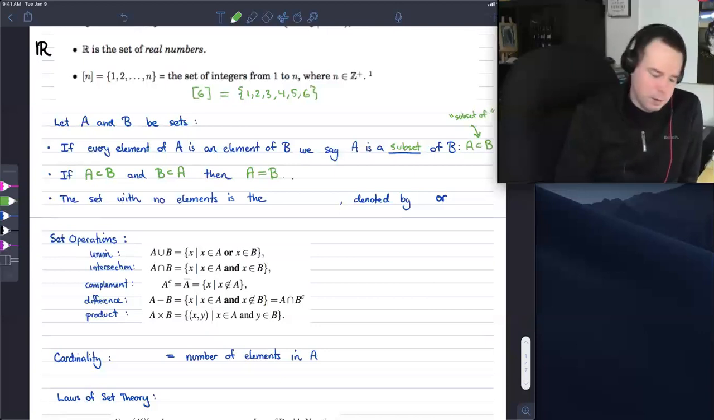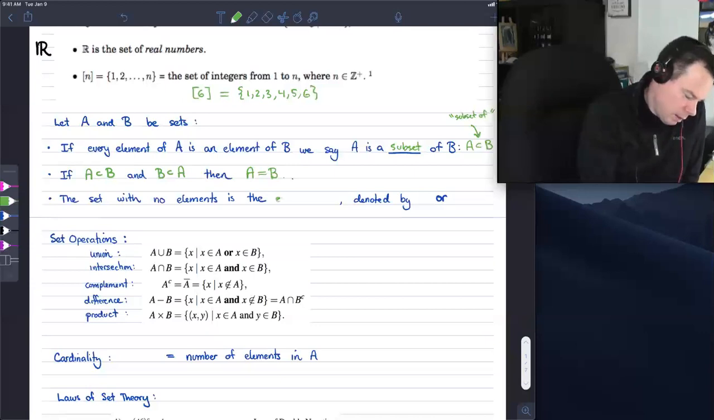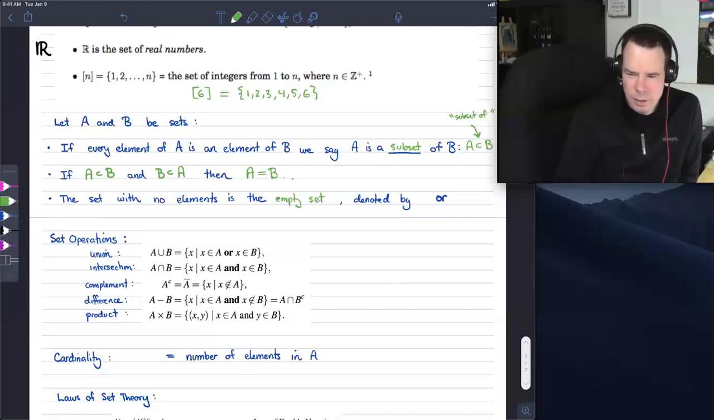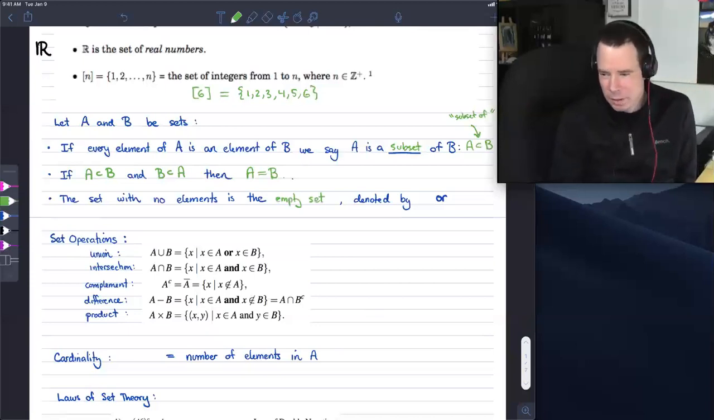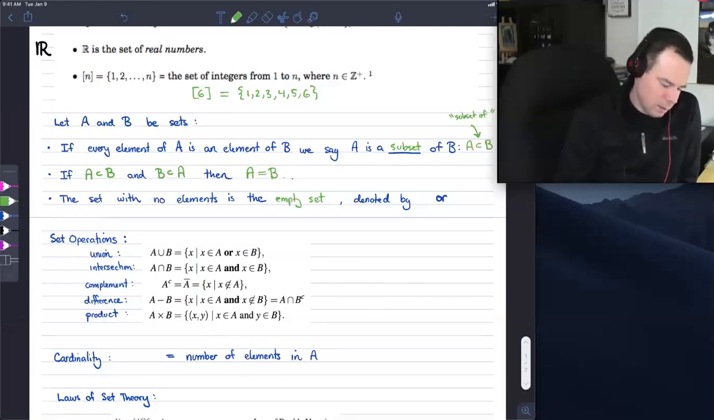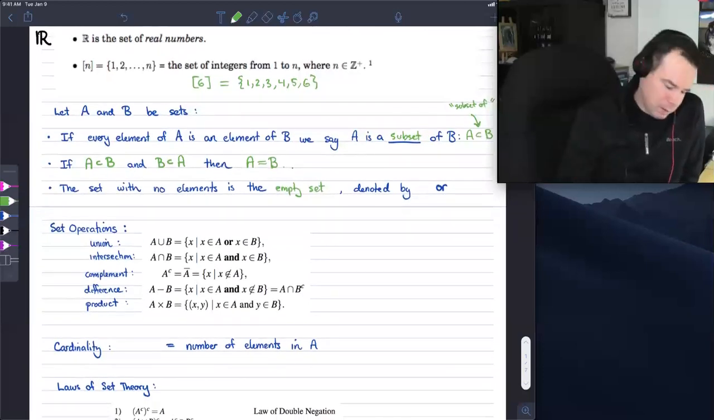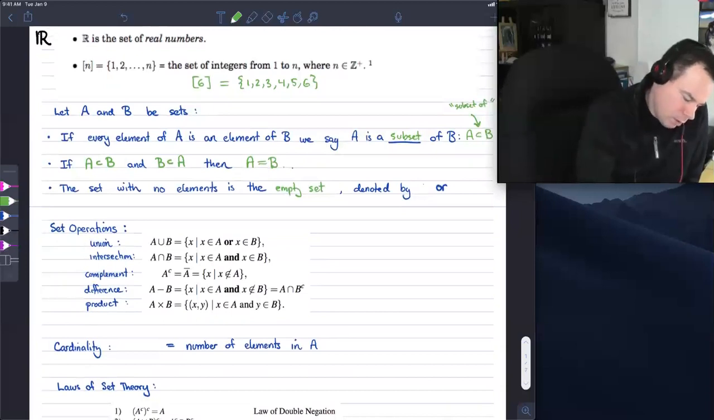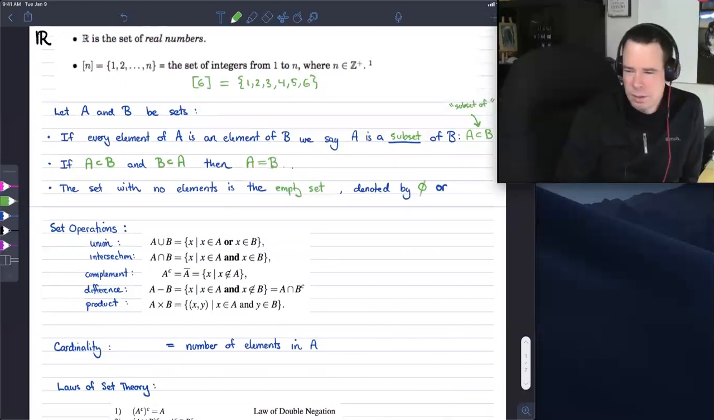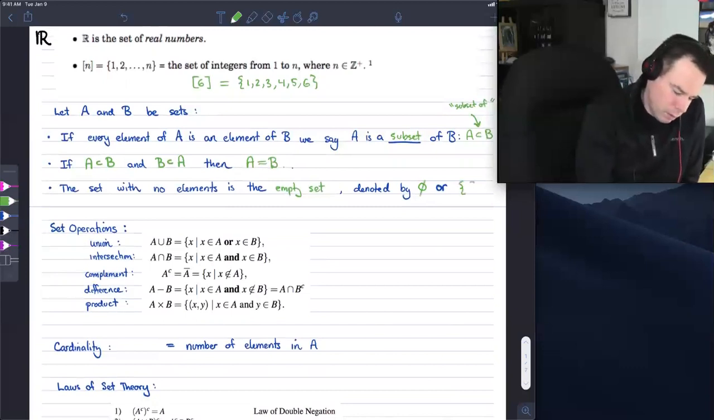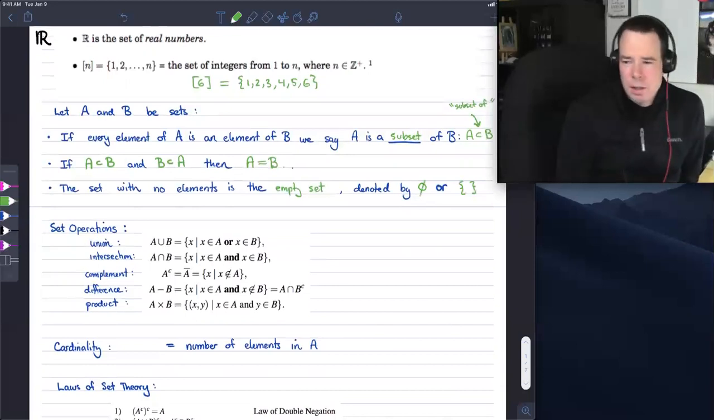The set with no elements is the empty set. You may say, why would I consider such a thing? Why do I need a set with no elements? It turns out it's a pretty powerful concept, and we're going to make extensive use of it. Considering a set with nothing in it was a great intellectual leap in the development of mathematics. We denote it in one of two ways: either by what looks like a 0 or an O with a slash through it, or by two curly brackets with nothing in between them. Either of those represents an empty set.